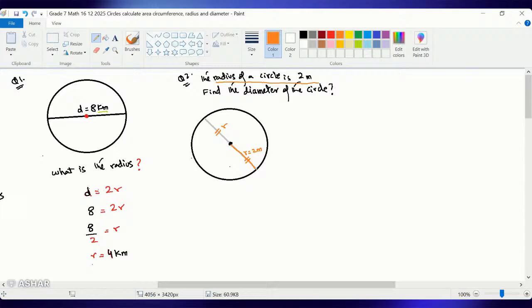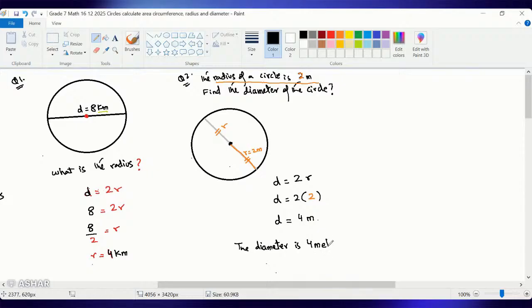We know the formula for the diameter compared to the radius. Using the formula, diameter is twice of radius. D equals 2r, right? We have to find the value of the diameter when the radius was given as 2 meters. So you put 2 over here. That means 2 multiplied by 2 would be 4. The diameter comes out to be 4 meters.